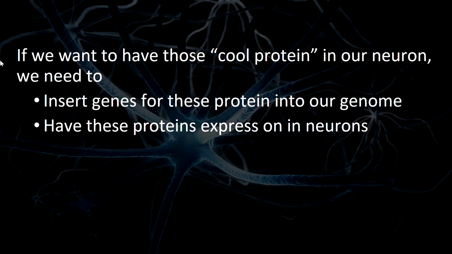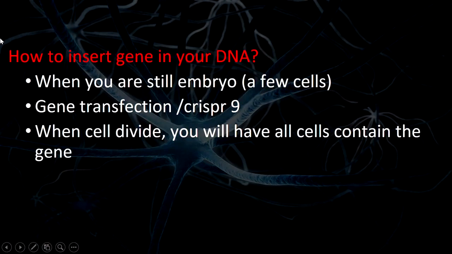So, here's a question. If you want to have these cool proteins in our neurons, what do we need to do? First, we need to insert the genes for these proteins into our genomes. Then we have to do something to make sure these proteins only express in the neurons. Okay, let's talk about how to insert genes into your DNA. In order to do that, you have to go back to when you are still an embryo, which means you are still a few cells.